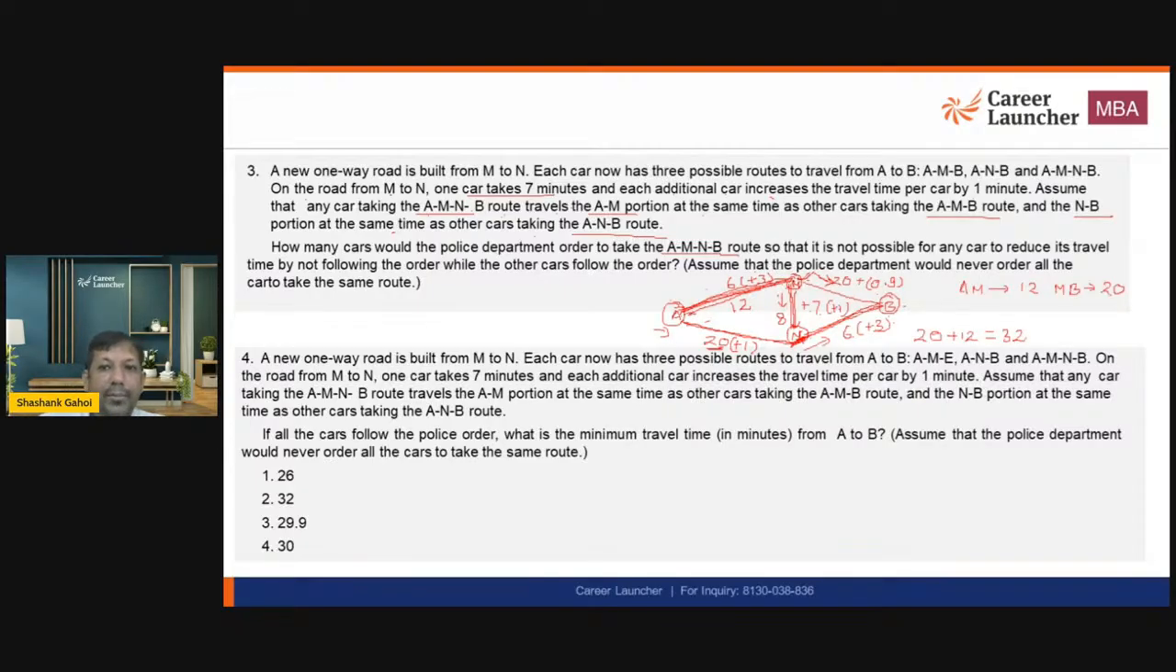Now 3 cars went on A to M, 2 cars went on M to N, and 3 cars went on N to B. So on A, M, N, B actually 2 cars are going, since on M to N there are only 2 cars. And the question is asking exactly that: how many cars would the police department order to take the A, M, N, B route? That is going to be 2 cars, and in that case every car is going to reach at the same time, 32 minutes. So the answer of this question is going to be option 2.